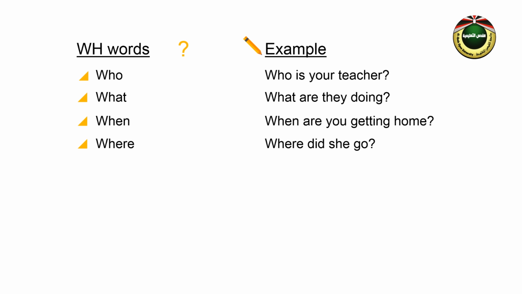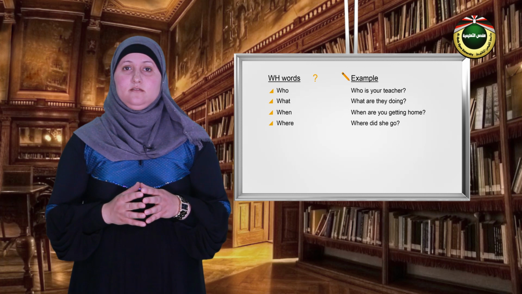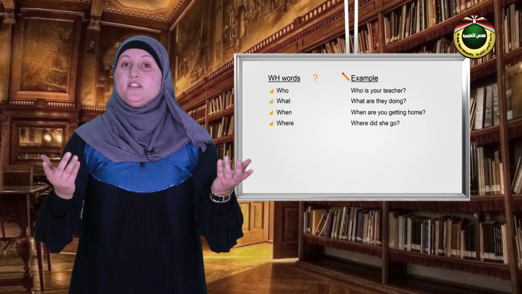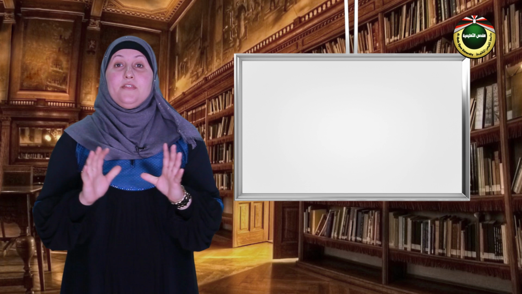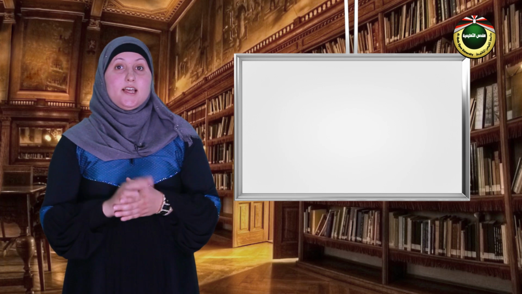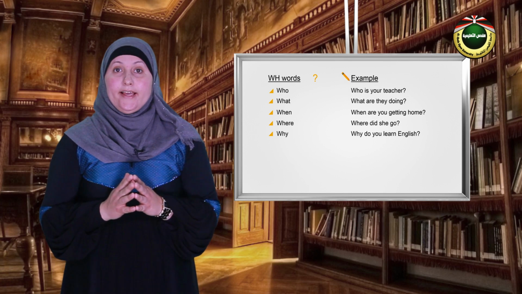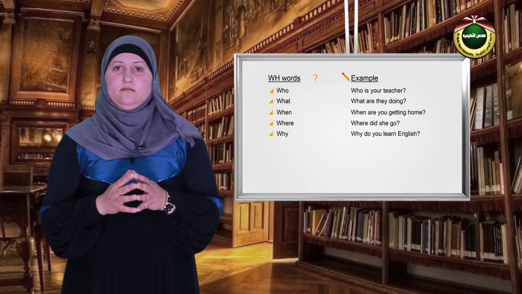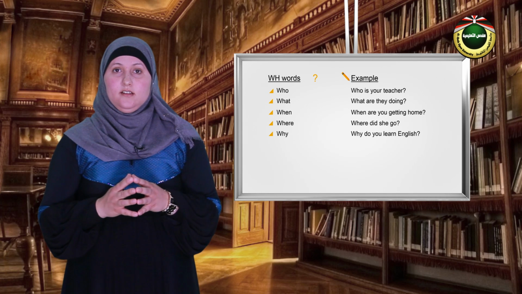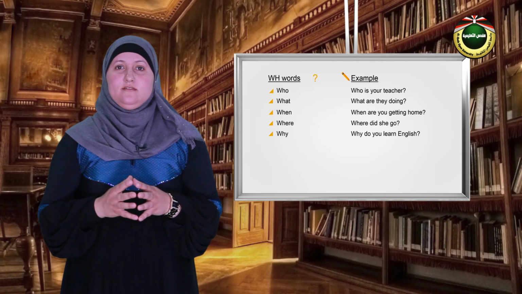Another WH word is where. Where is used to ask for information about a place. For example, where did she go? The next WH word is why. Why is used for knowing the reason for something. For example, why do you learn English?